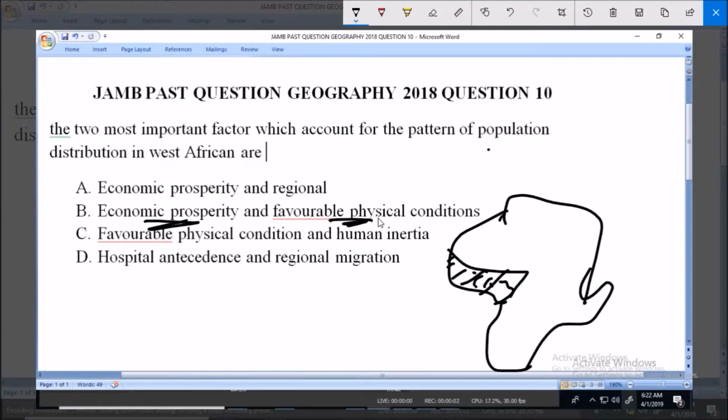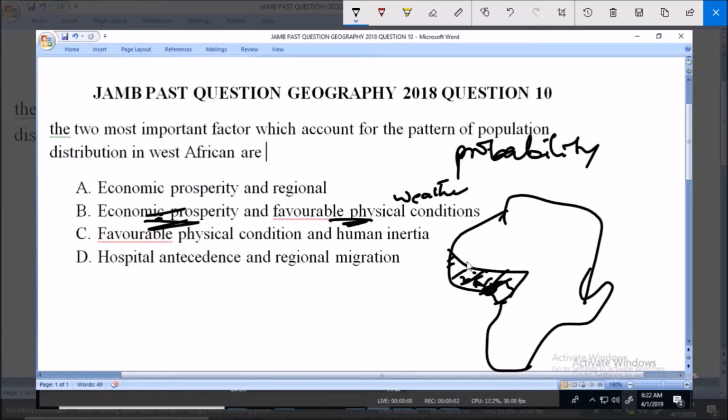So it's most likely that people are going to migrate towards places like Lagos in Nigeria, Abuja, Dakar in Senegal, Accra in Ghana. Places where you can be sure that when you get there, there is high probability of having economic prosperity, and places where the fiscal conditions like weather is also good.